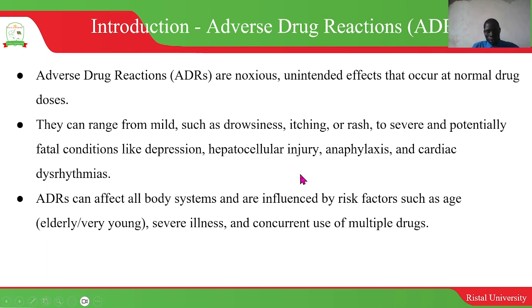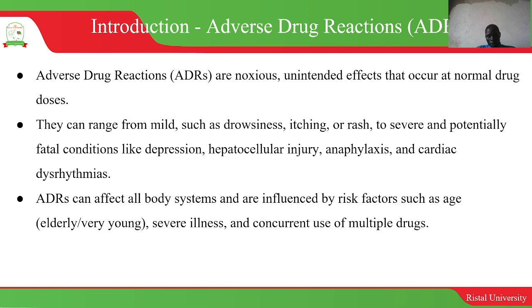We are going to look at adverse drug reactions. We said adverse drug reactions are noxious, unintended effects that occur at normal drug doses. Noxious means something poisonous. They are unintended, and they occur at the normal drug doses. So we have given the right dose, but already there are unintended effects occurring. This is what we mean by adverse drug reactions.